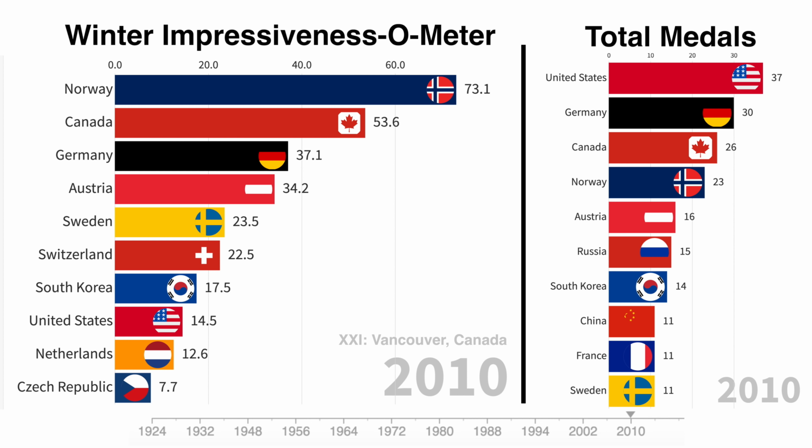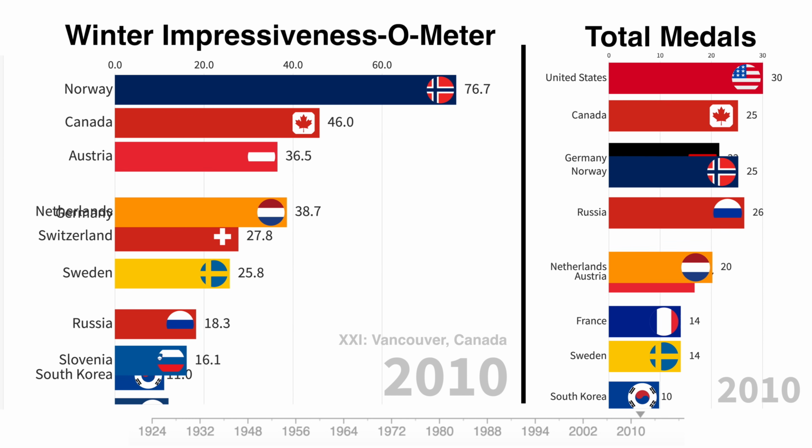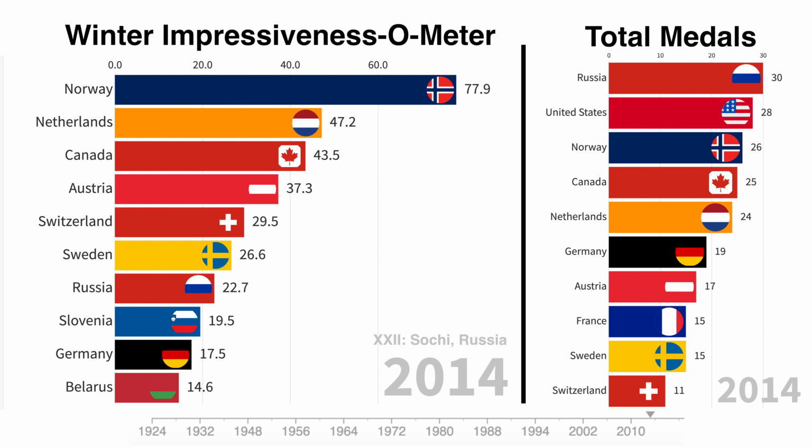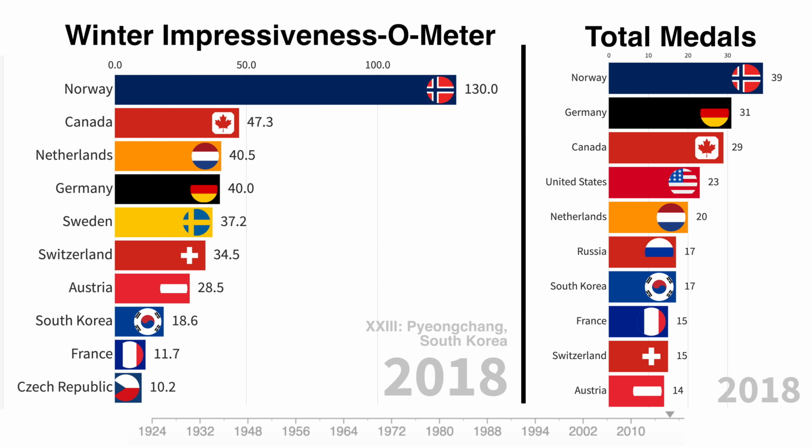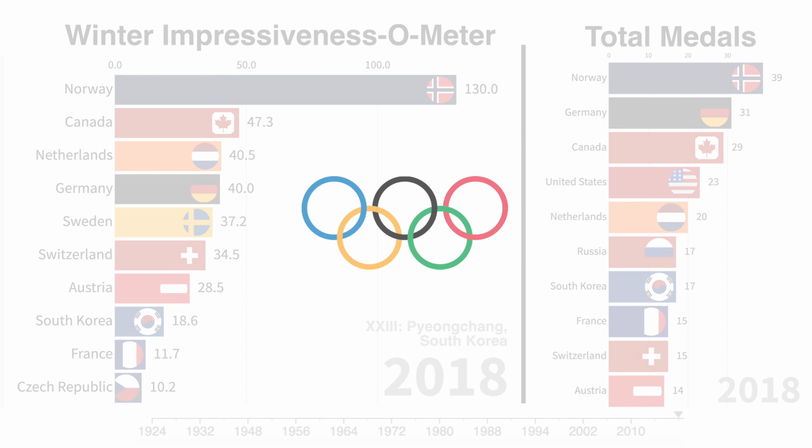Moving into the 2010s, things really begin to solidify, with Canada, Germany, the Netherlands, Sweden, Switzerland, and Austria forming a fairly consistent trailing group behind the once again dominant Norway. So, that's the Winter Olympics up to the modern day.